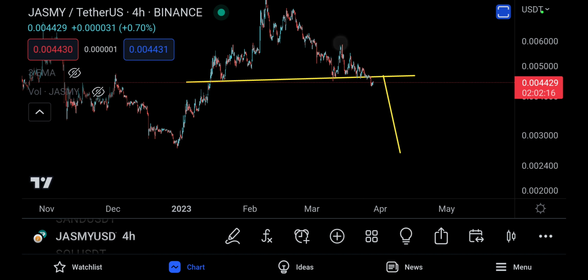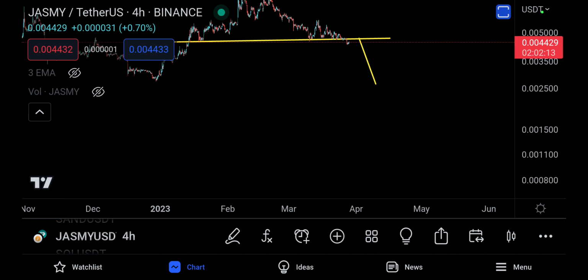We also have some technical targets that are pending from the weekly time frame, which is actually down at these levels as well. So let's see what happens in the market.